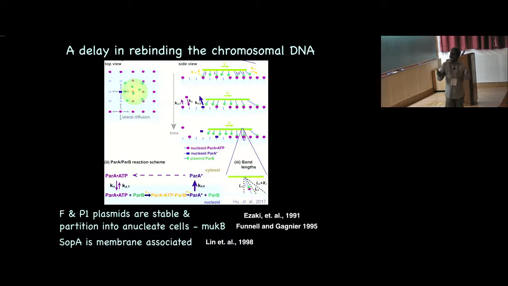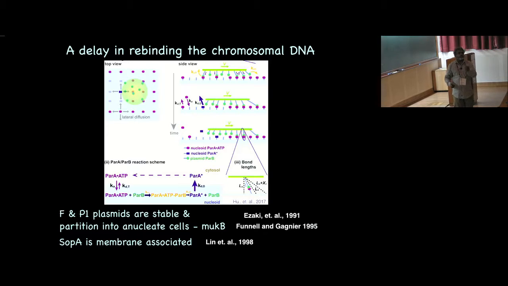But which of these models are true, or probably aspects of all of these are happening in plasmid segregation. That is one side. But another thing that I was struck with, earlier reports on plasmid segregation, when they first started studying, all of them indicated that the F plasmid, and the P1 plasmids, use this ParA kind of molecules. They partition into anucleate cells as well.